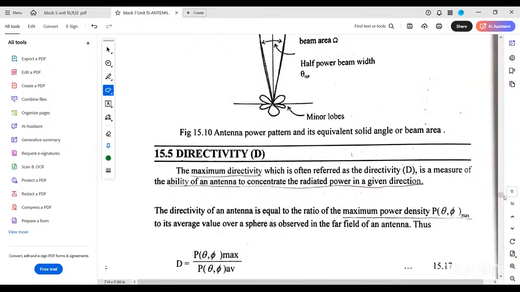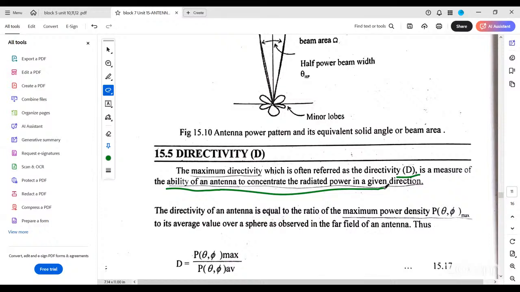What is maximum directivity? It is also called the directivity D. It is a measure of the ability of an antenna to concentrate the radiated power in a given direction, whether the power is radiating or not in that particular direction.